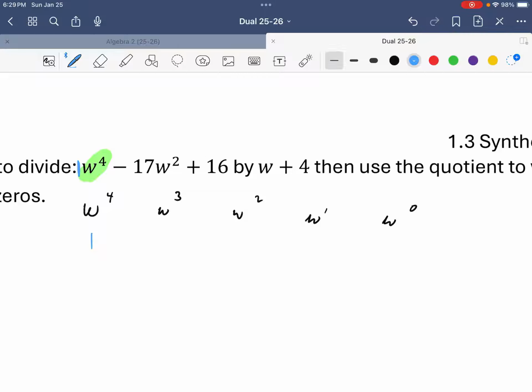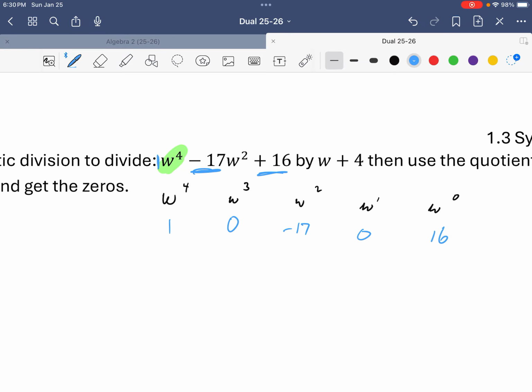W3, there is no W3, that's a 0. W2, I got a negative 17, so a negative 17. A W1, I don't have a W1, so that's another 0. And then W0, just the number with no W, so 16. We're going to divide that by W plus 4. So what goes in my little box?